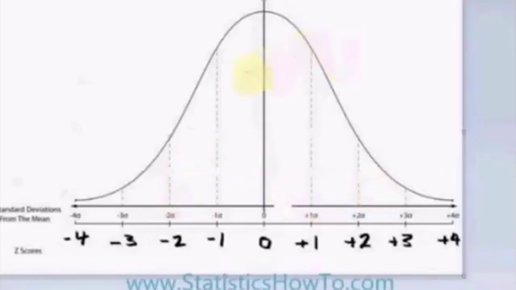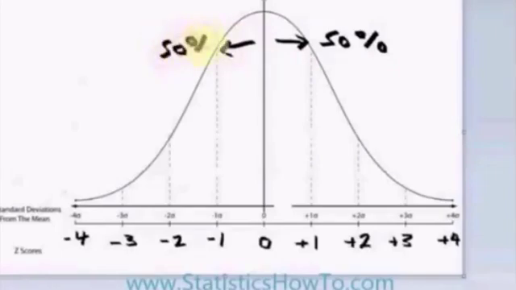The probability of any score occurring in this whole area is 100%. So this bell curve represents 100% of all scores. The probability of any observation happening in the top half of this bell curve is 50%. That's this side of the mean. And the probability of an observation appearing in this half of the curve is also 50%.